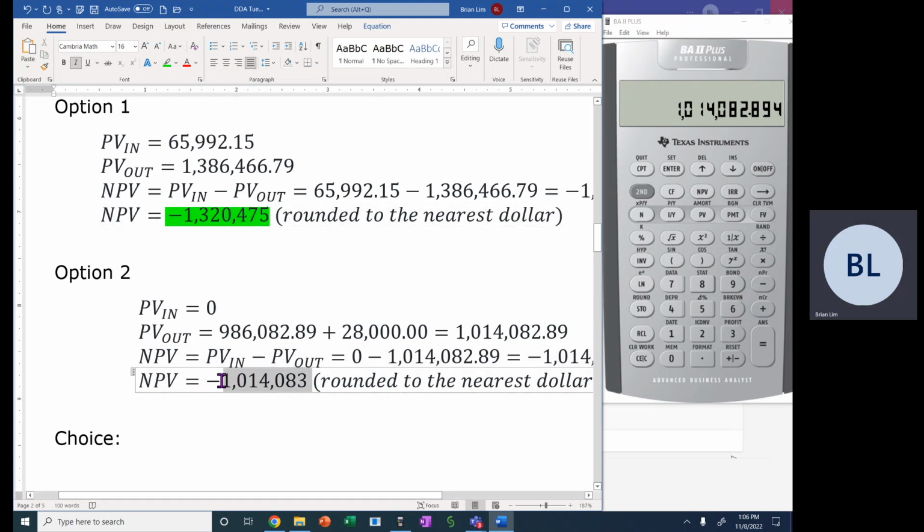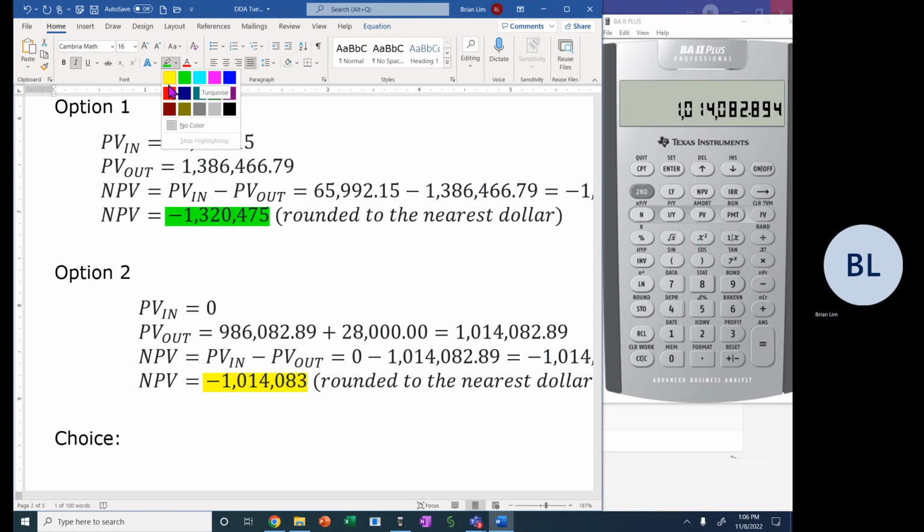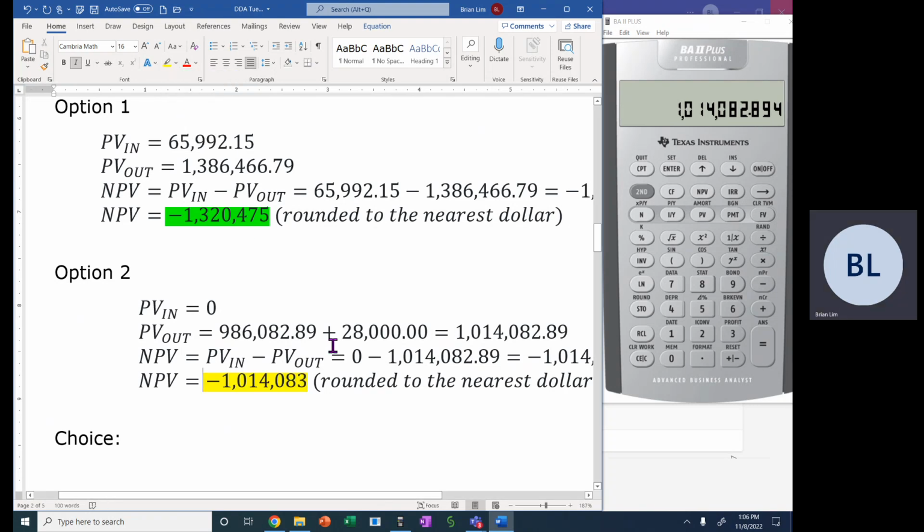Now this one is option number 2. All right, we can highlight that number, also maybe use a different color, just so that we can distinguish them. Now, both are negative, meaning both are outflows. So the lower of the two outflows would be the better choice, meaning you spend less money. So option 2 should be the choice.